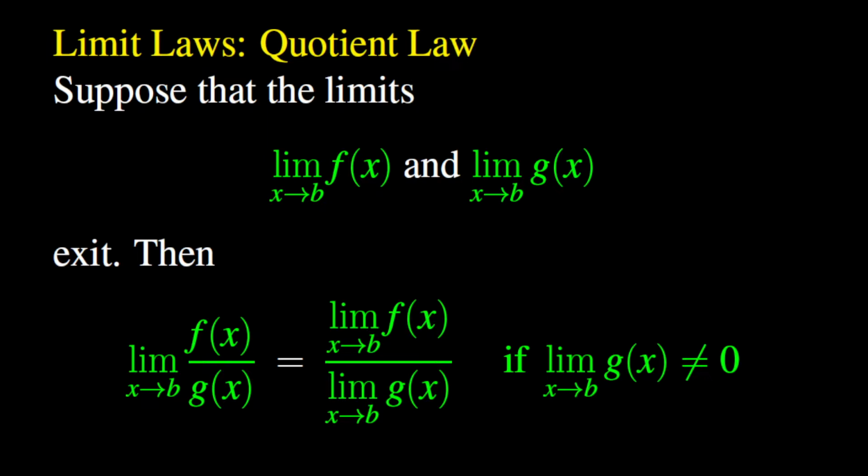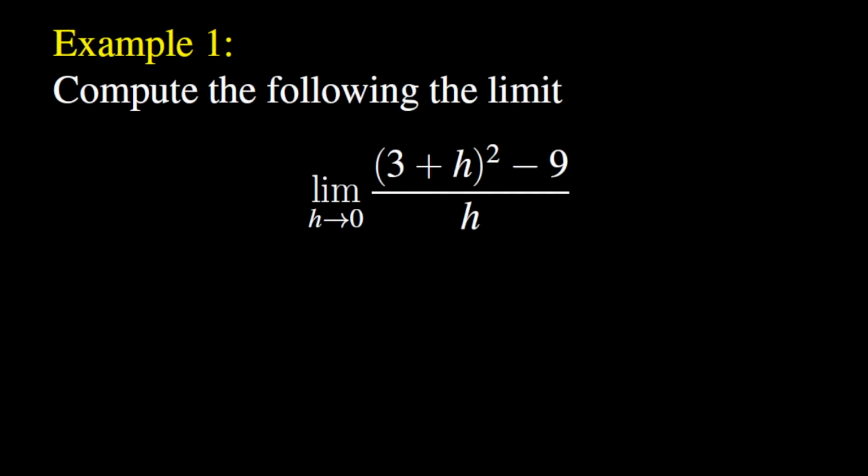The fifth limit law is the quotient law. The limit as x goes to b of the quotient, f of x divided by g of x is equal to the quotient of limits, provided that the limit as x goes to b of g of x is not 0. Now that we have reviewed the main limit laws, let us apply them in the following examples.